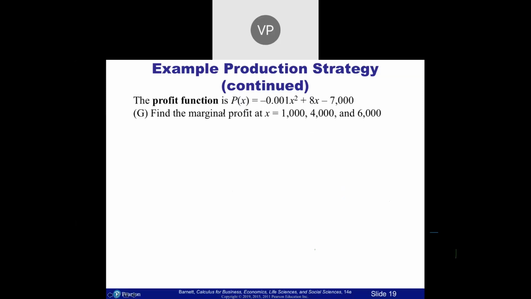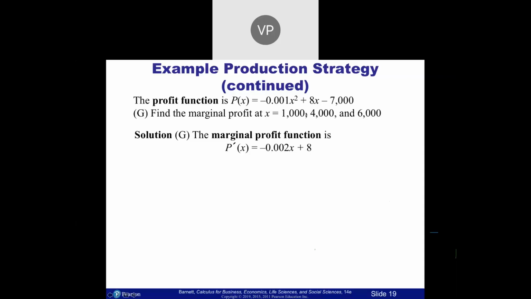Okay, now what matters is marginal profit. We're going to find the marginal profit. So remember, you have a profit function right here. Marginal always means get your derivative. So we take the derivative of the profit function. We get 0.002x plus 8. That's our marginal profit. So you can plug in all these different values.